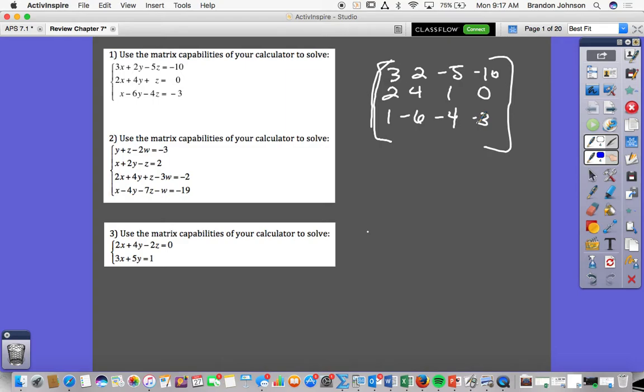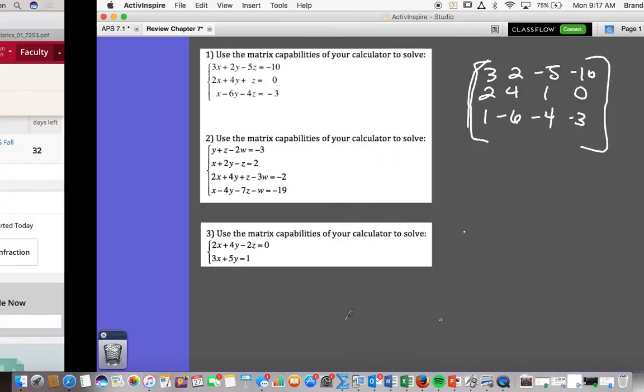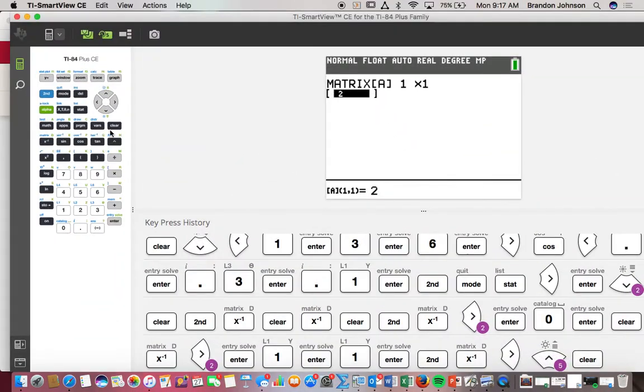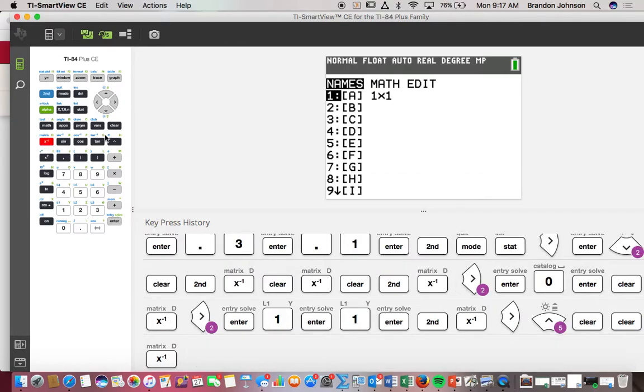So Alex had a good question here, and I wanted to get to it. How in the world do I get to my matrices? Well, if you go to second, and I think Nick said it, x to the negative first up here, okay? Second, x to the negative first. You see this blue thing? Second, and then you see how it says matrix over the x to the negative first. Yeah, you're good.